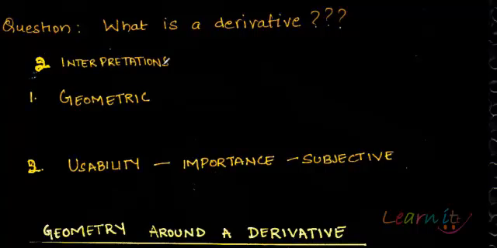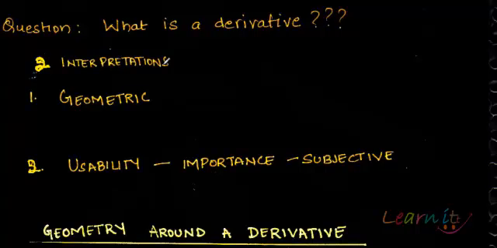One is a geometric interpretation, which makes us see what exactly the derivative of a function looks like. And second, of course, is the importance or usability of it, which is a very subjective matter. Derivatives are used in various fields, in economics and engineering. For a very small example, let's look at velocity or speed. It is supposed to be a derivative, right?